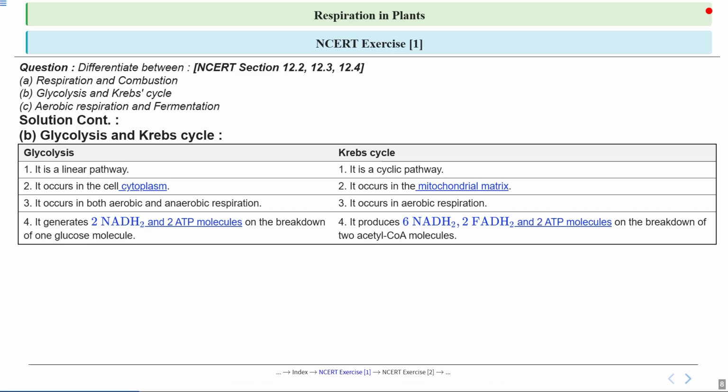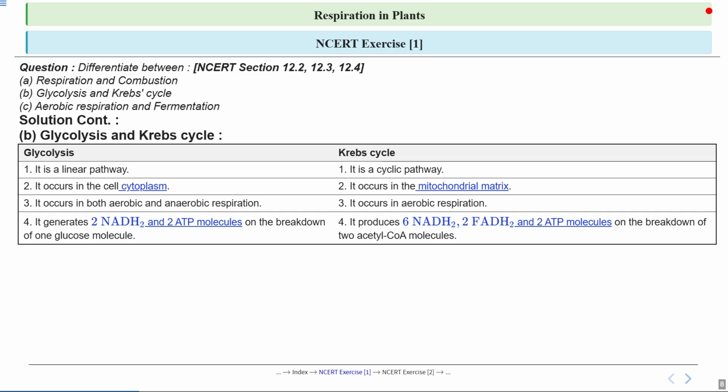Now glycolysis occurs in the cell cytoplasm, whereas the Krebs cycle occurs in the mitochondrial matrix. That is, these are the locations where these processes are taking place. So the pyruvic acid or pyruvate that is produced in the cytoplasm after glycolysis enters the mitochondrial matrix where Krebs cycle takes place.